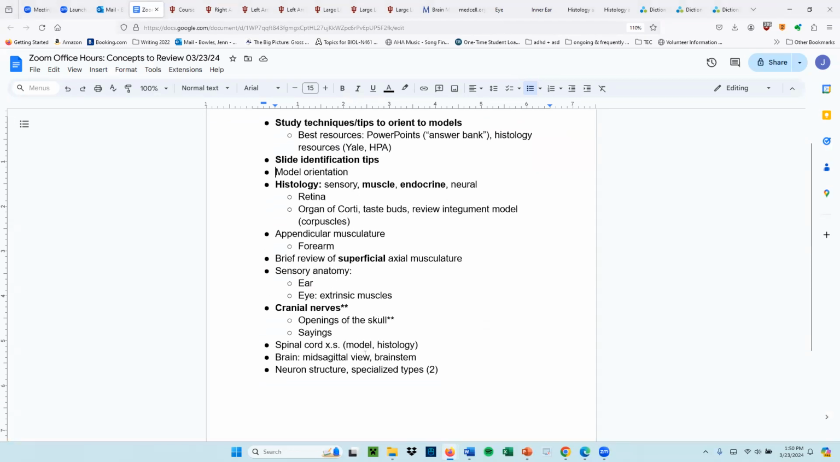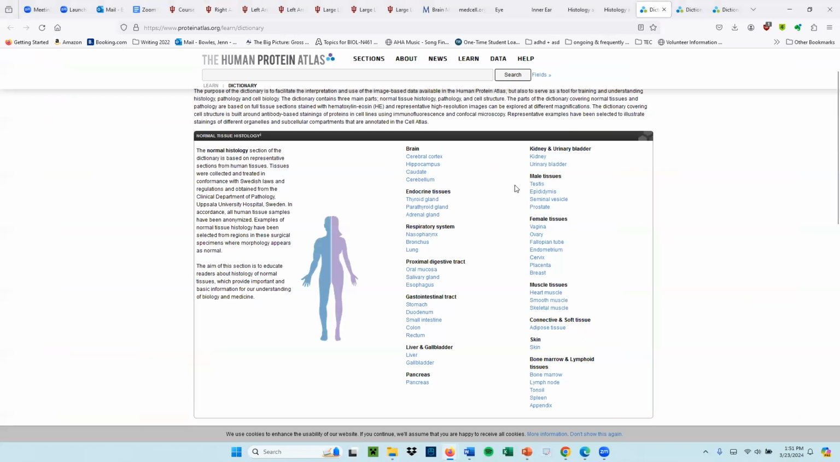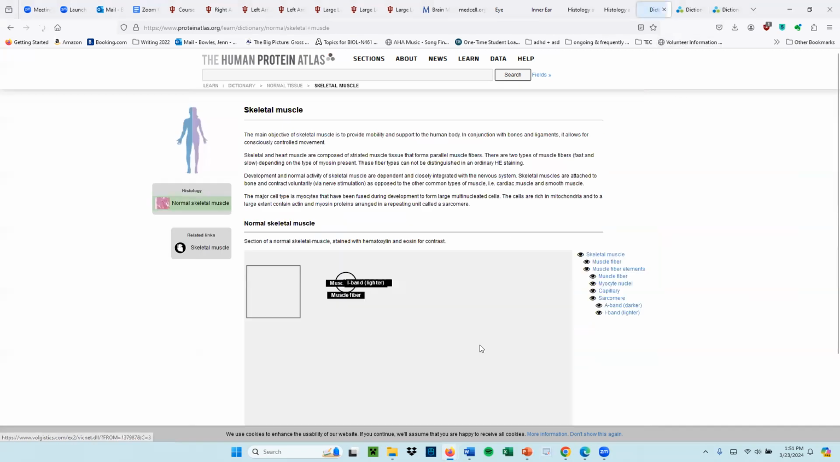Openings at the skull. Okay, last thing we're going to cover is muscle histology and then the spinal cord. So let's start with muscle histology since we're already on the topic. And I'm going to use the Human Protein Atlas to help us.